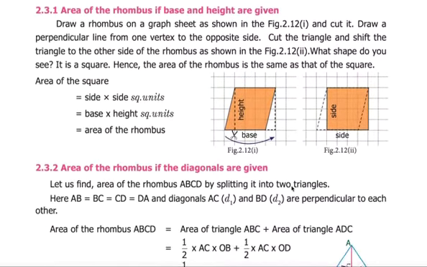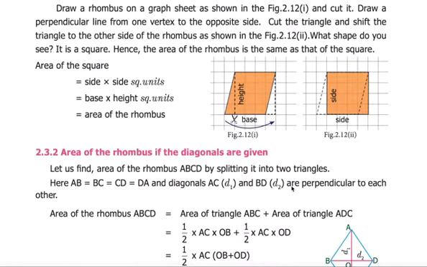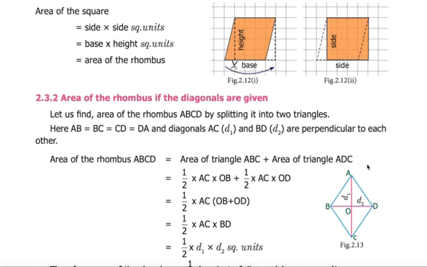Area of the rhombus if the diagonals are given. Let's draw the rhombus once again. These are the diagonals d1 and d2. Now the area of rhombus ABCD. Draw any one line, this line AC. So this is nothing but area of triangle ABC plus area of triangle ADC. What is the area of triangle ABC? Half base into height. Base is AC, height is OB. So half AC into OB.